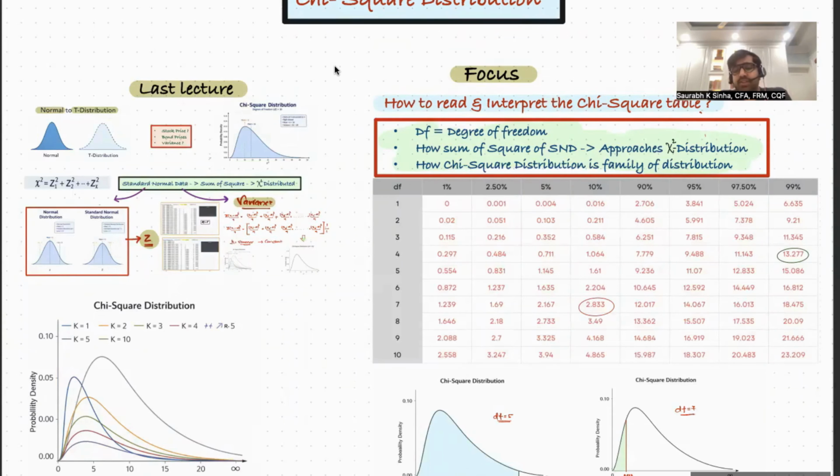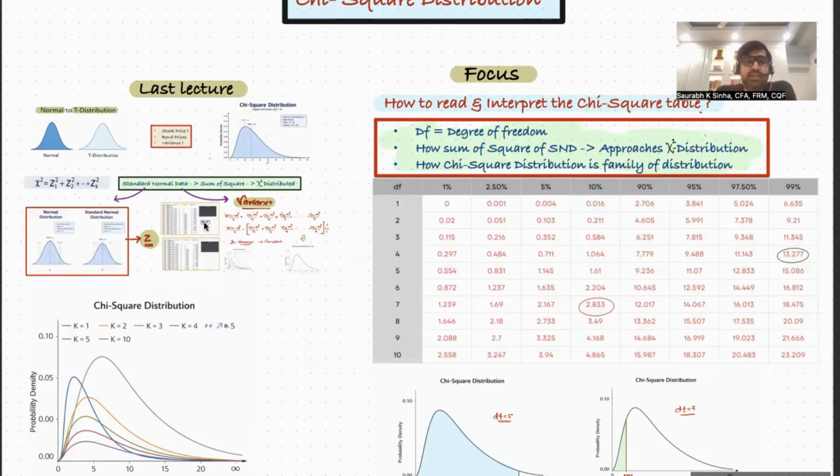In this series of lectures on statistics, we are in continuous probability distribution. In continuous probability distribution, we completed normal distribution, we completed t-distribution. In the last session, we discussed the chi-square distribution, and this is a continuation video on chi-square distribution.